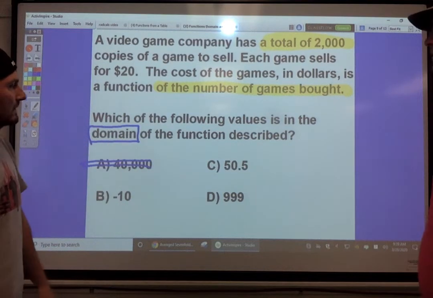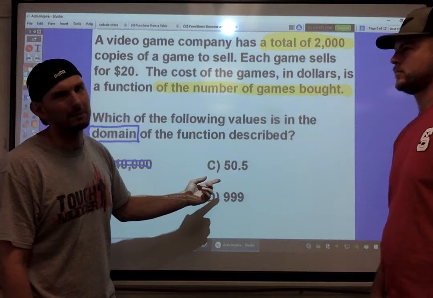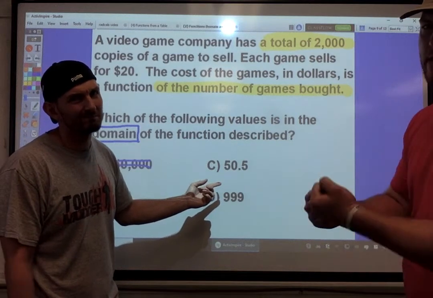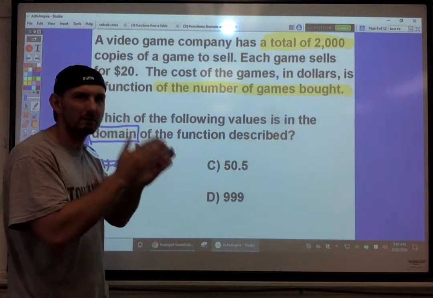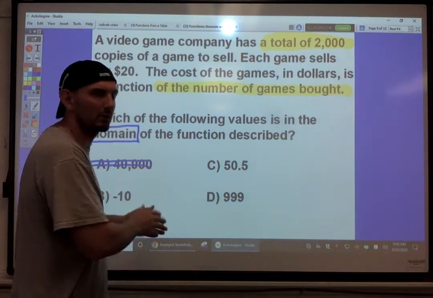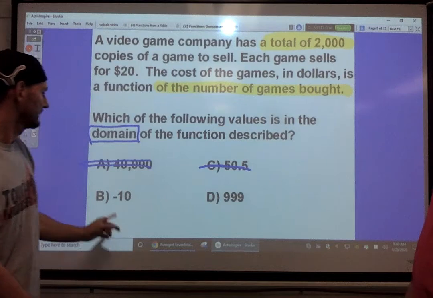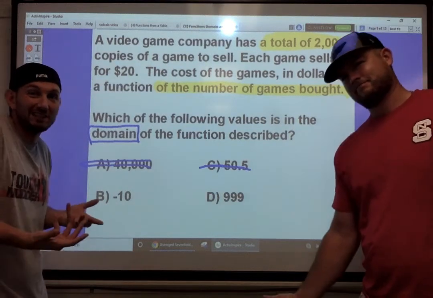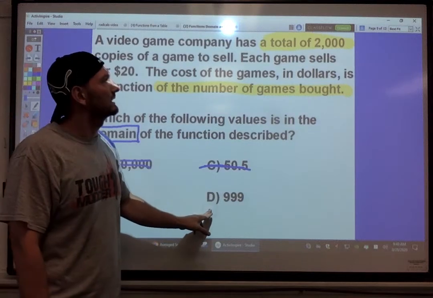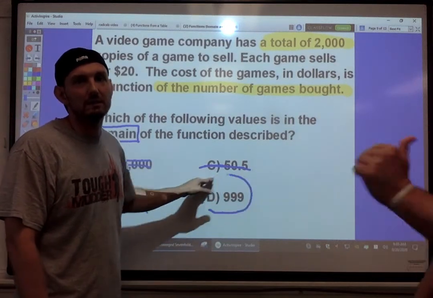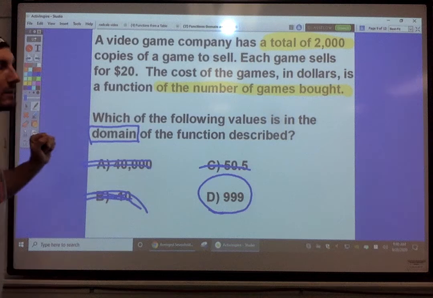Nope. Can we have 50.5 copies of a game? If you break a game in half, it ain't going to play too good. So in this way, this is a concrete thing. It's got to be just whole numbers. So no. -10. Could I have -10 copies? No. Is 999 part of that 2,000? Yes. There's your answer.